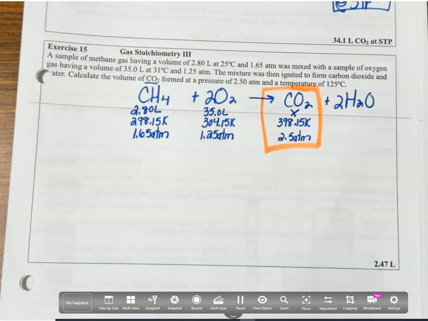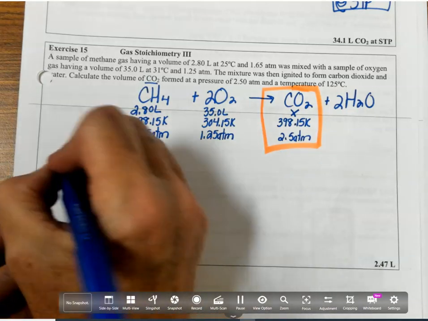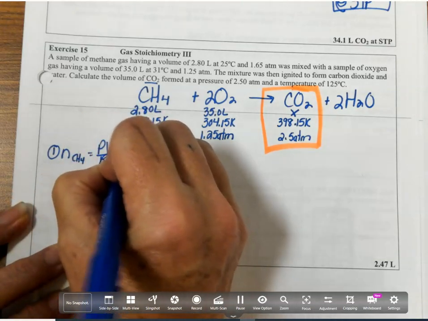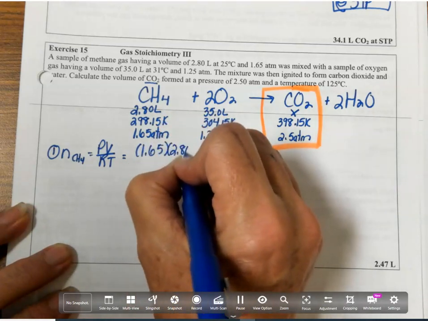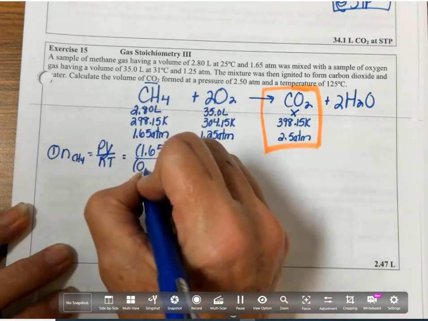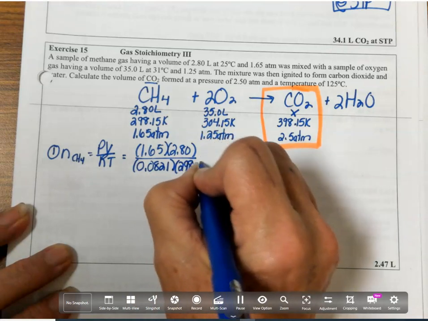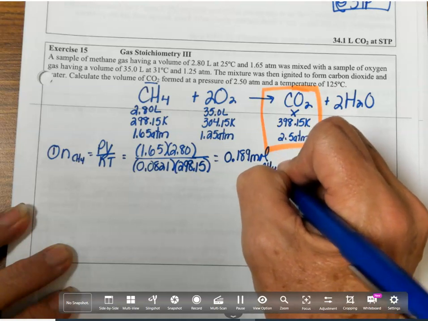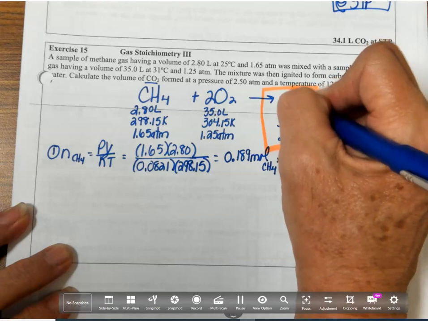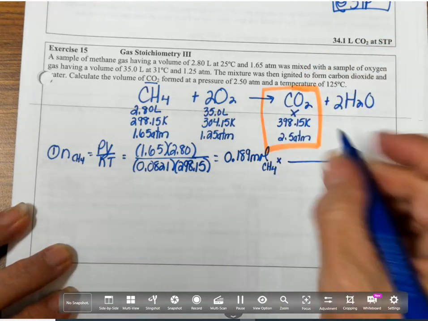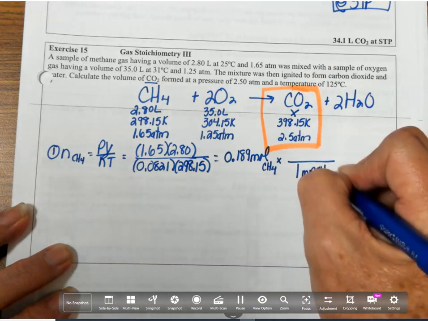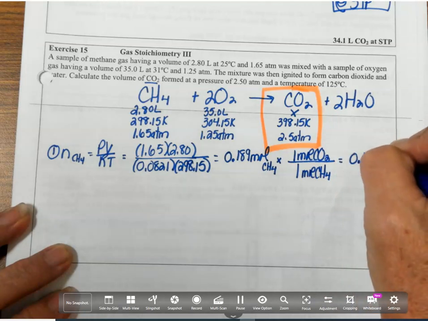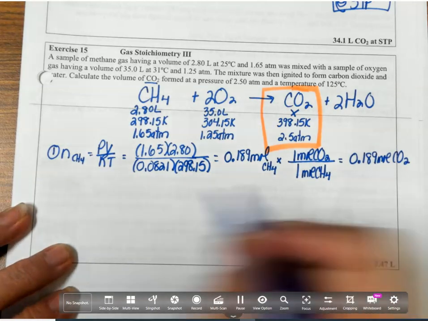So in this gas stoichiometry problem, it's going to be PV=nRT first, then stoich, right? So I'm going to shortcut it a little bit. The number of moles of methane is going to be PV over RT. That's going to be 1.65 times 2.80. I'm just taking all this data, dumping it into PV=nRT, 0.0821, 298.15. That gives me 0.189 moles methane. But that's not what I want, right? What is it I want? I want moles of CO2 so I can get volume. So let's go one step further. 1 mole of CH4 goes to 1 mole of carbon dioxide, and that equals 0.189 moles carbon dioxide.